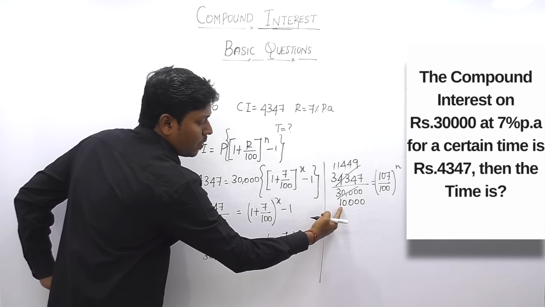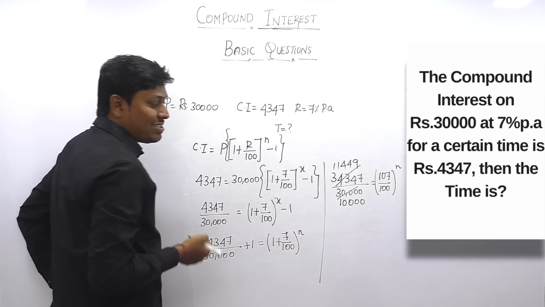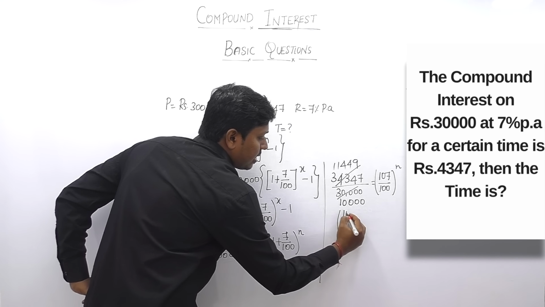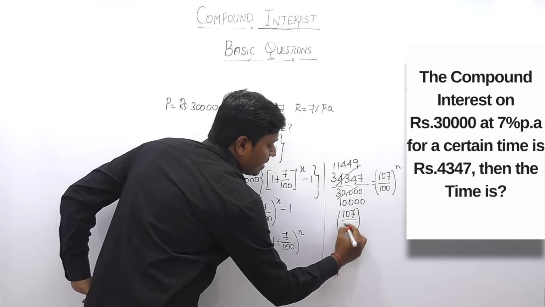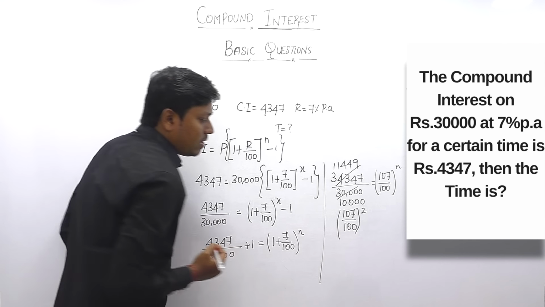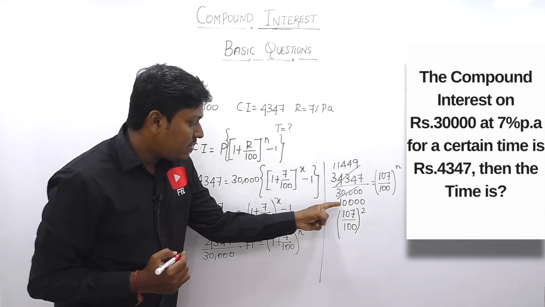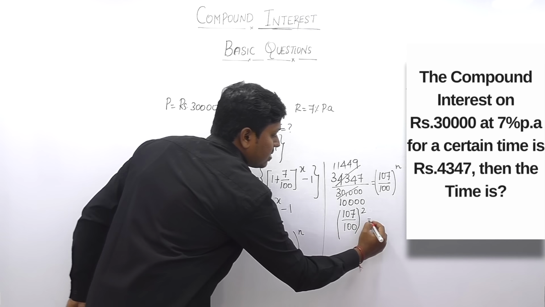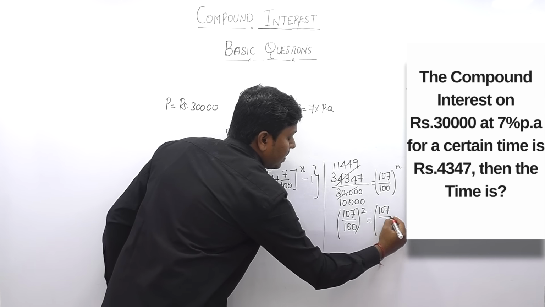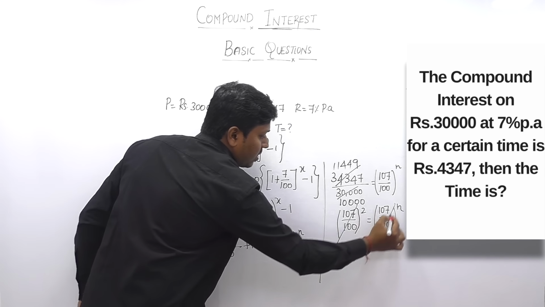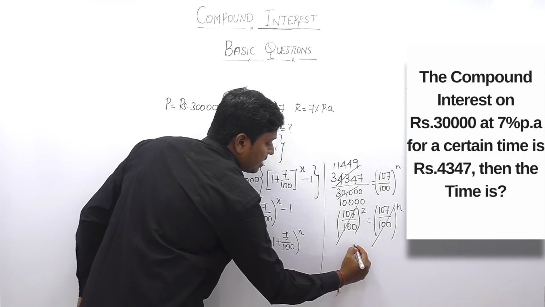So friends, listen here. 10000 can be written as 100 square. So this step can be written as 107 divided by 100 square. Friends, got it? Because 107 square will be 11449. So 100 square will be 10,000. So this is equal to 107 divided by 100 power n. So we can cancel 107 by 100, 107 by 100. The remaining will be n is equal to 2.